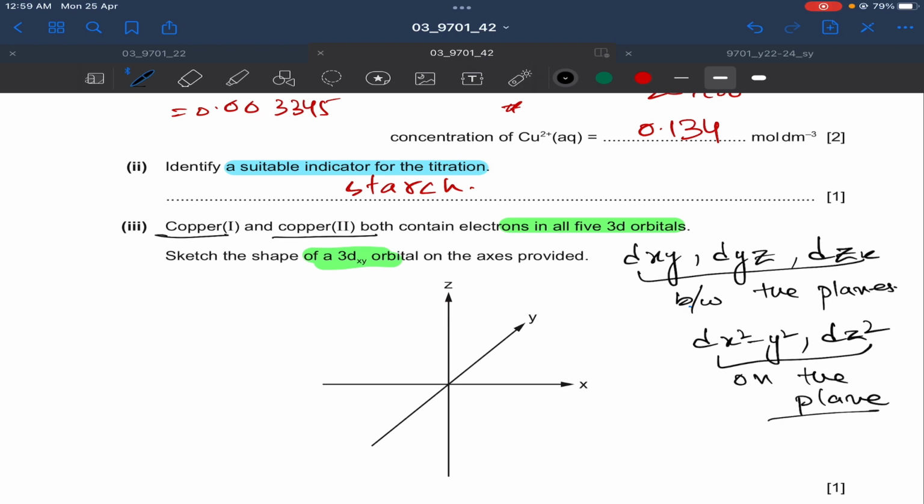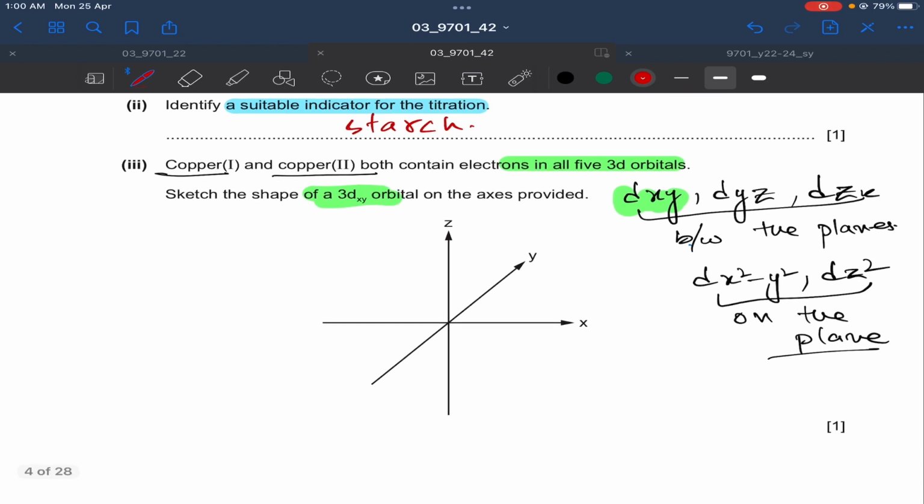And although they lie on different planes, they have the same energy level. So it means they are degenerate in nature, right? They have similar energy levels. And now we have to draw dxy. So to draw dxy, what you have to do is just simply draw the axis. They have given us the axis, but let's just draw our own axis first, right?